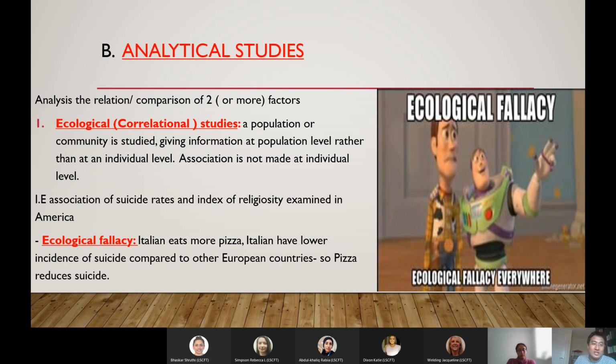There is something called ecological fallacy. This is a very common question they ask in single best answer questions. For example, let us take an example: Italians eat more pizza, and Italians have a lower incidence of suicide compared to the European population. So pizza causes suicide, or pizza reduces suicide. What do you make of the statement? Anyone want to have a go? What do you get from this one? Italians eat lots of pizza. They have a lower incidence of suicide compared to others. So pizza reduces suicide.